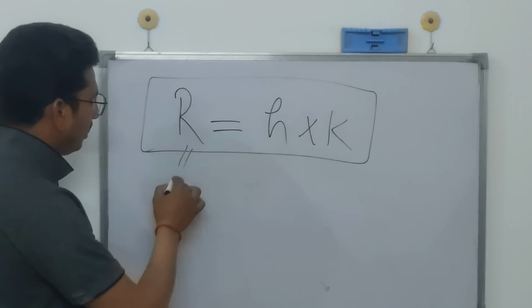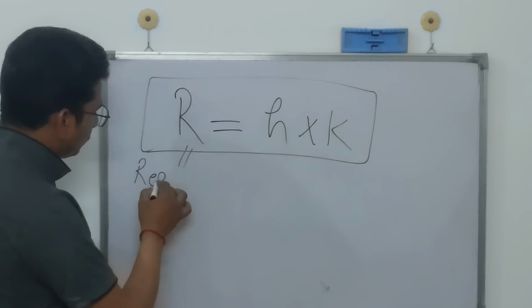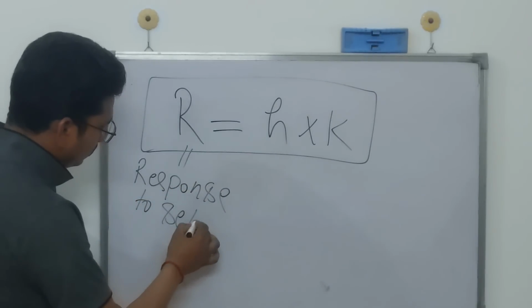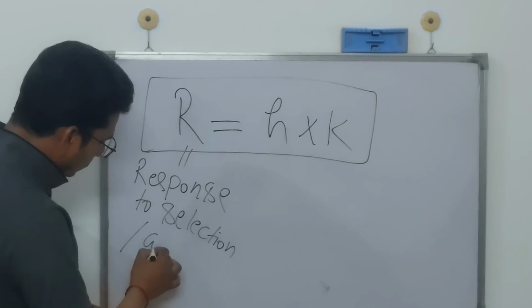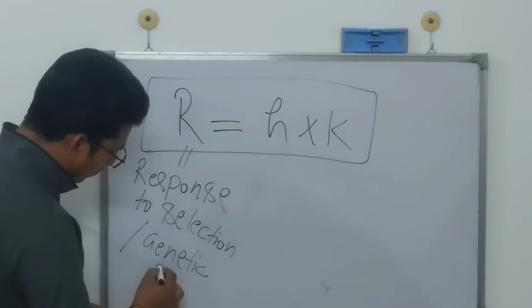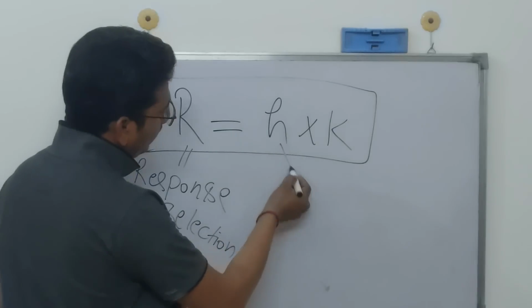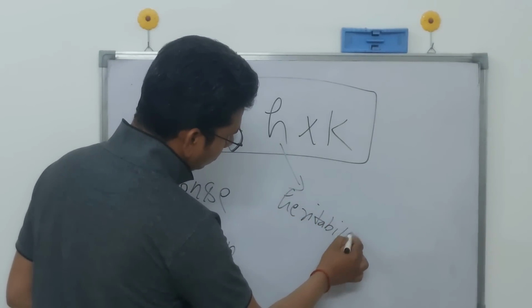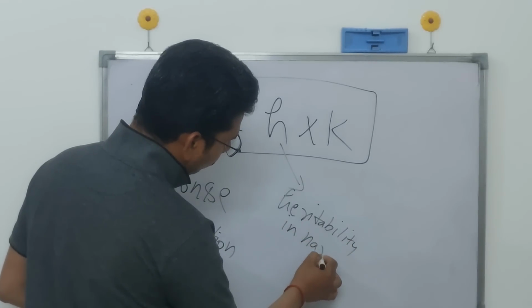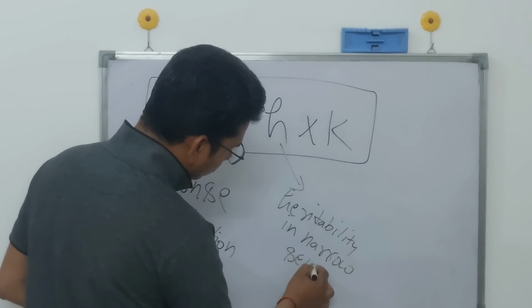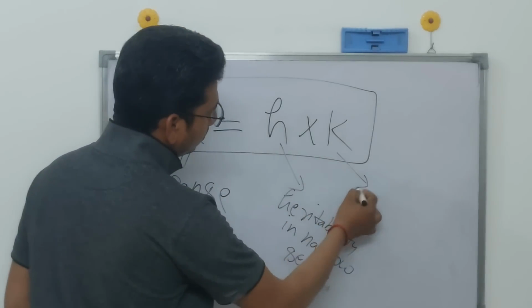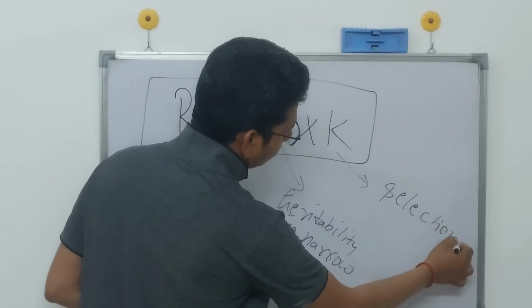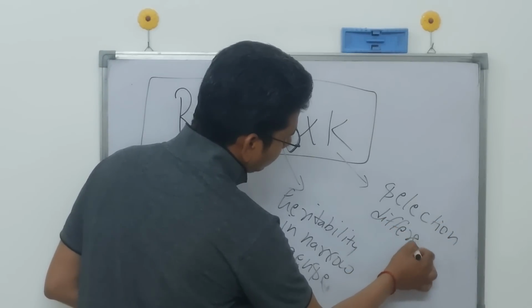So what is R? R is response to selection, or genetic gain, while H is heritability in narrow sense. And here K is selection differential.